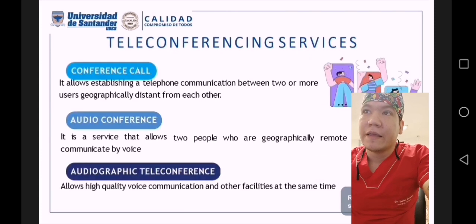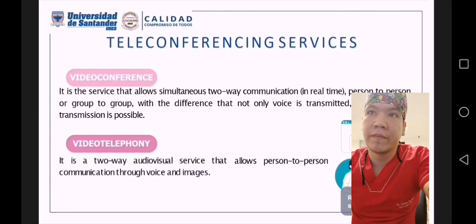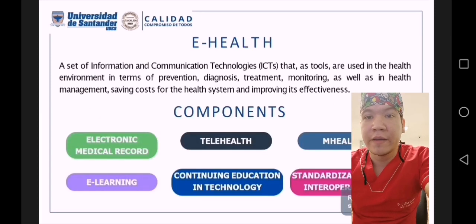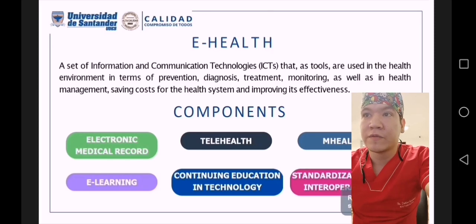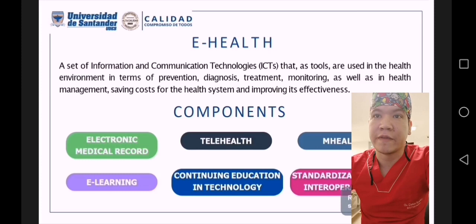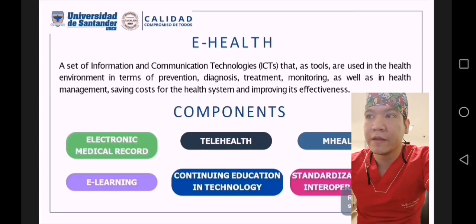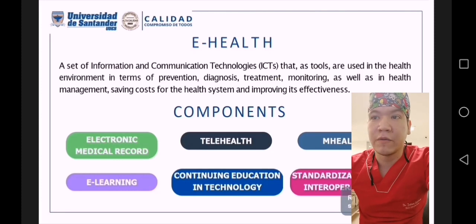What is e-health? E-health are tools that are used in the health environment in terms of prevention, diagnosis, treatment, monitoring, as well as in health management. And why? To give treatment to the patient, saving costs for the health system and improving its effectiveness. And we have components: the electronic medical record, telehealth, mHealth, standardization and interoperability, and continuing education in technology. This is an important thing.